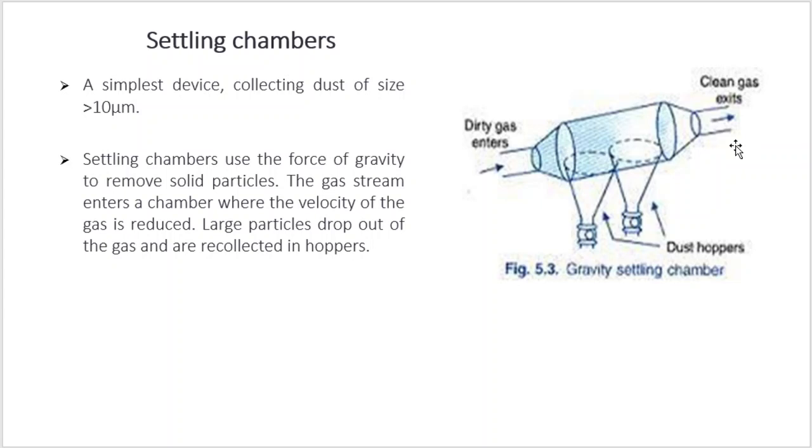So what happens in the settling chamber? Here we can see the position of the chamber; it is exactly horizontal. And what happens due to gravity? The particles have more weight, so they settle down at the bottom of the chamber. Because of gravity, the dust hoppers are placed here and collect the dust particles, which get separated from our dirty gas, and the gas becomes clean gas that exits. So this is the working function of our settling chamber.